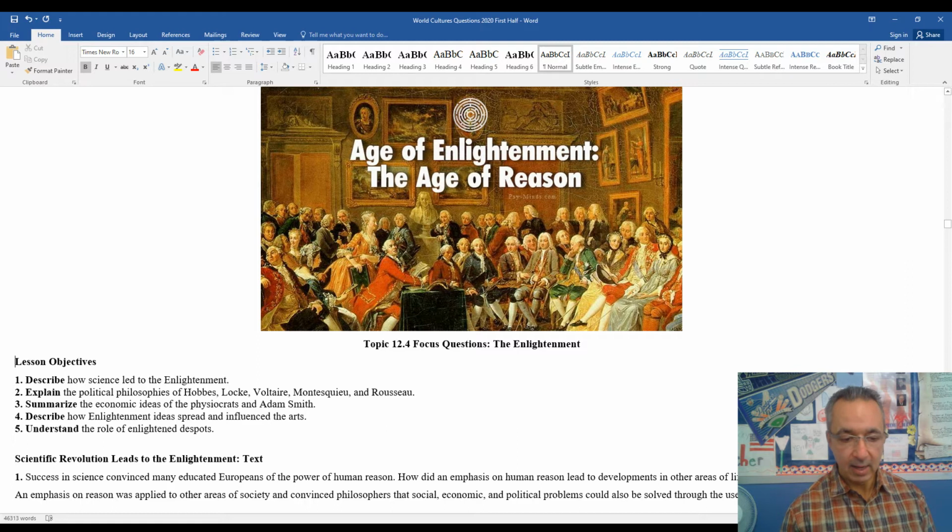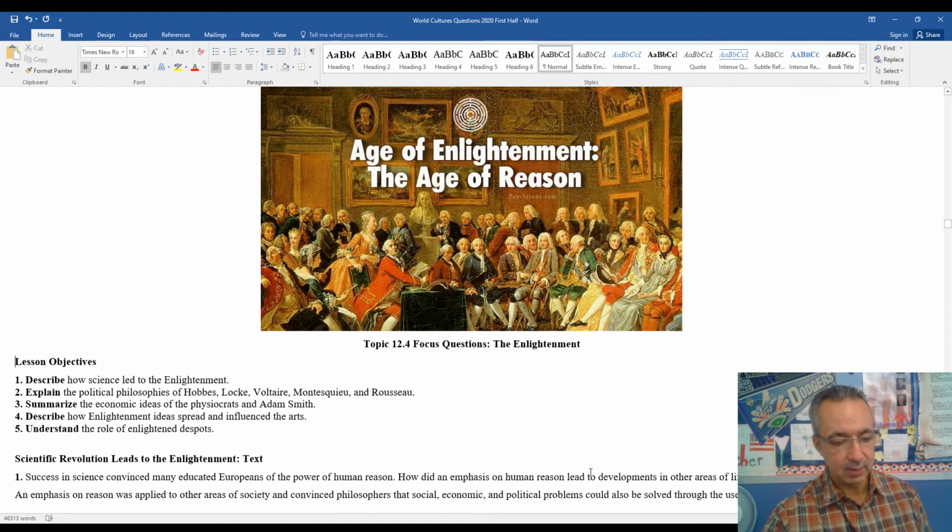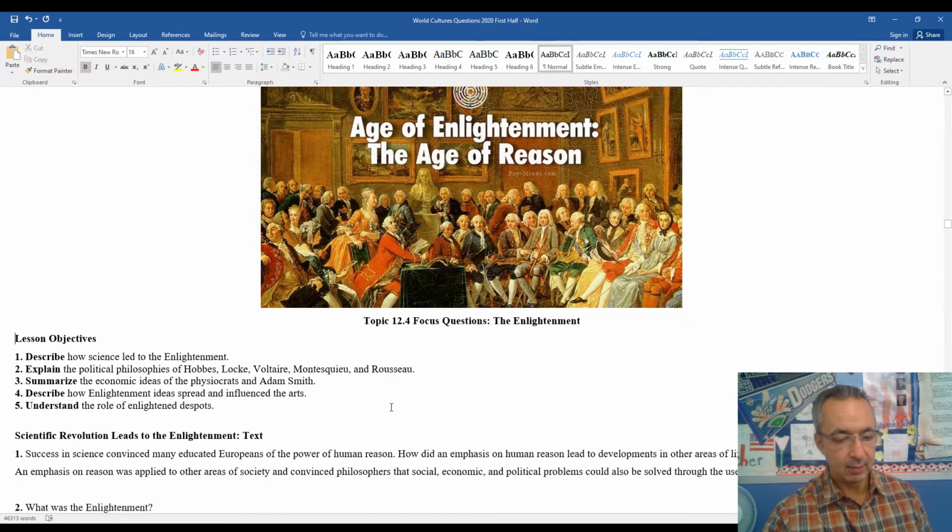We'll summarize economic ideas of people like Adam Smith. We'll describe how the Enlightenment ideas spread and impacted the arts. And that'll be the next topic we look at as we move forward from the Enlightenment: the enlightened despots, the leaders who emerged during this period of time in history. So you can see here the key link between the scientific revolution and the Enlightenment.